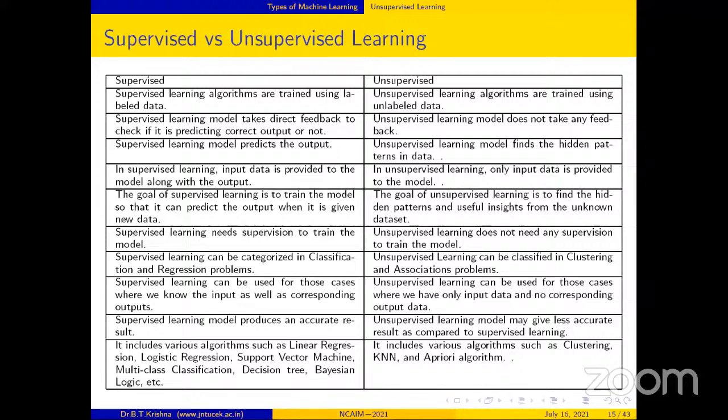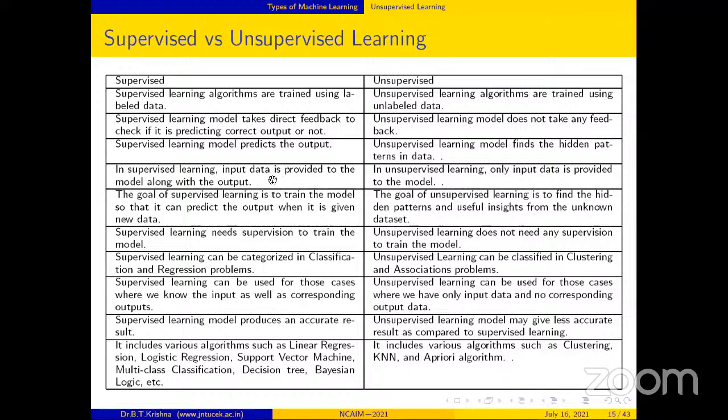If it does not meet the requirement, then again feedback will be used to correct it. In supervised learning, input data is provided to the model along with the output. In unsupervised learning, only input data is provided to the model. This is the important point.